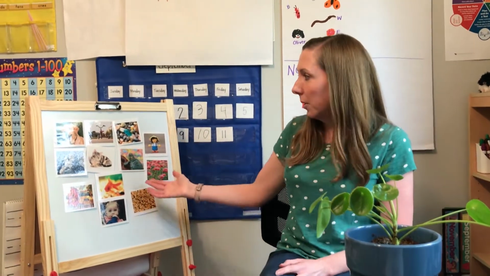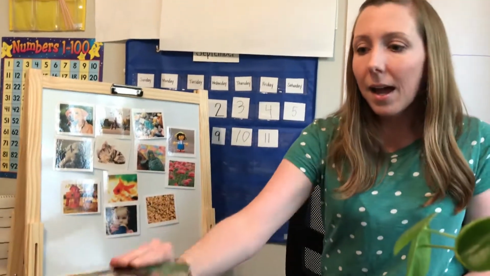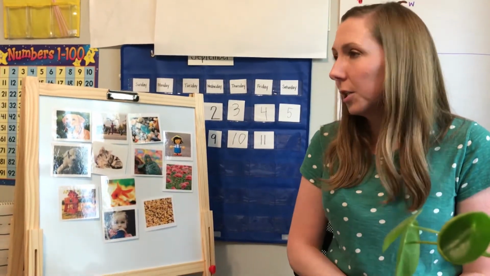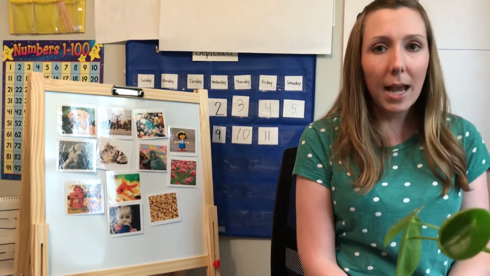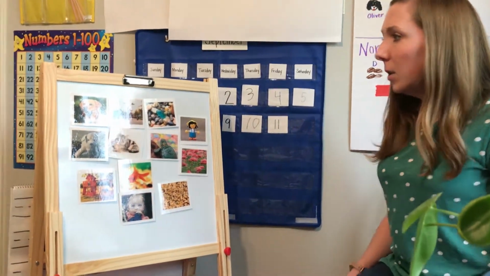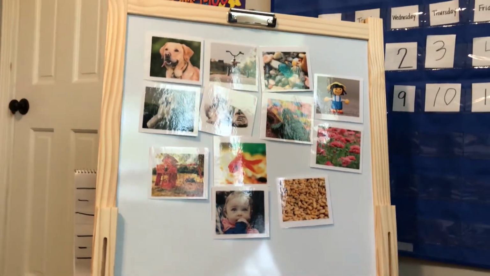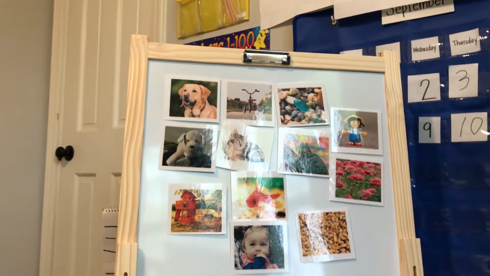I have some pictures over here. And now that we know more about living things from this book, I thought that we could sort these pictures with the pictures that we already have on our chart. So let's look. Can you see all of those pictures? I see a lot of both living and non-living things.